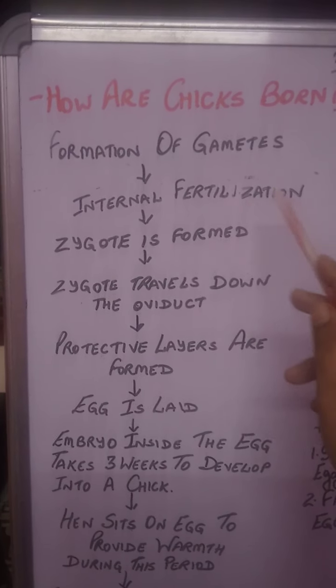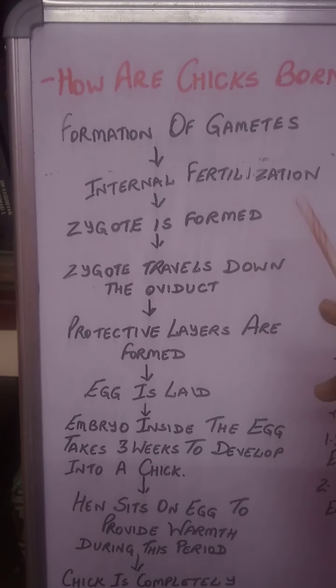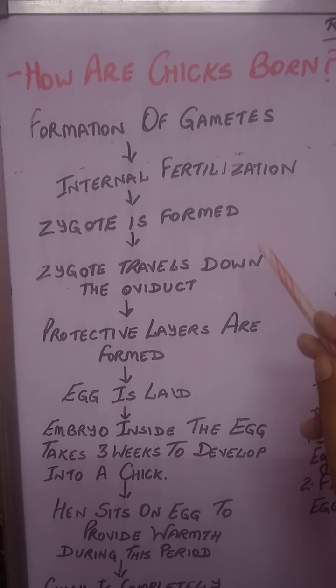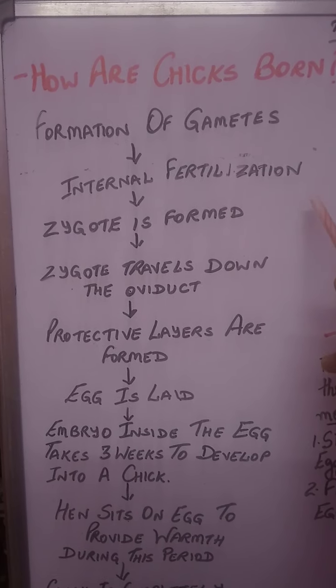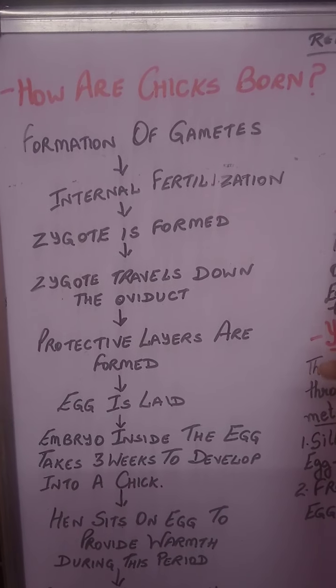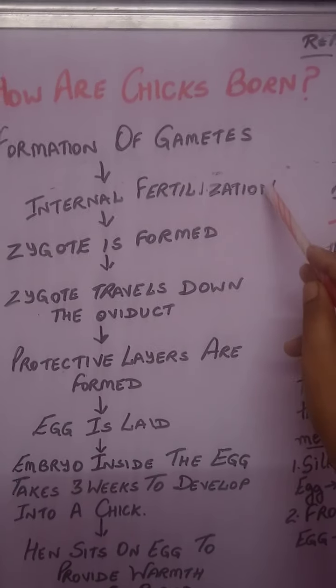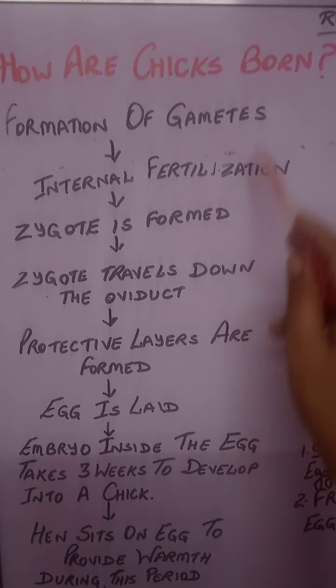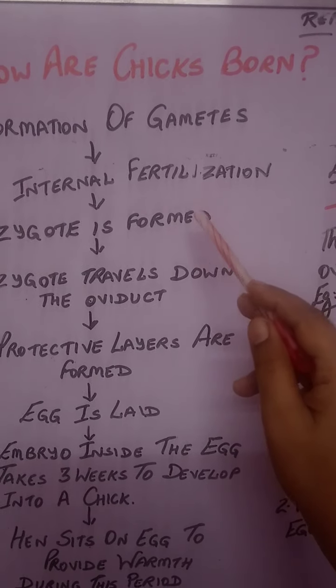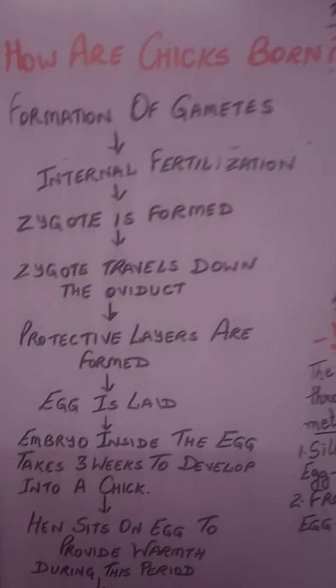The fusion of male and female gamete, that is the process of fertilization, will be carried out in the body of the female. That means the process of internal fertilization will be carried out. Soon after fertilization, zygote is formed. All the steps are same as in the human beings. After this, some difference is there.